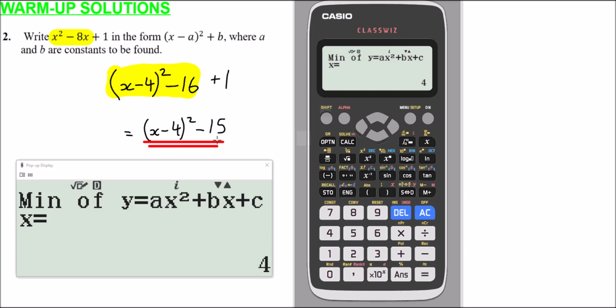And then this number at the end is the y-coordinate of a turning point. So if you press equals again, the calculator tells you that. So you've got on your calculator 4 and minus 15. So from the calculator, you just take the 4, switch its sign, stick it in the bracket, and minus 15 just copy out right next to the bracket squared, and that's your calculator doing it for you, essentially.